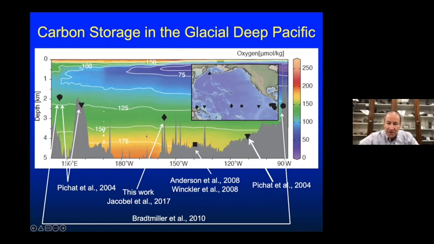Now, the way that this oxygen might be used up is through respiration, that oxygen gets combined with carbon and becomes CO2. So that there's a trade-off between the amount of carbon in the ocean and the amount of oxygen in the ocean.